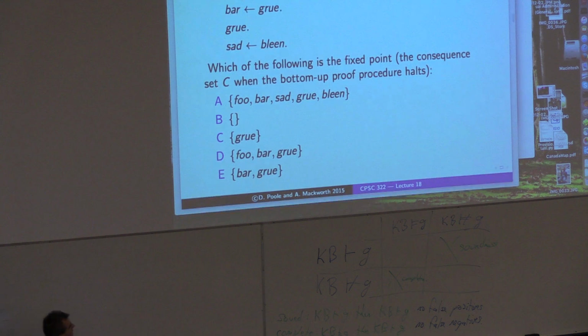So here is the question from last time, the same one as last time. Foo if bar and sad, bar if grew, grew, sad if bleen. Which of the following is a fixed point, which is the consequence set C when the bottom-up procedure holds? Remember that? Is it all of them? Is it none of them? Is it just grew? Is it foo, bar, and grew, or is it bar and grew?